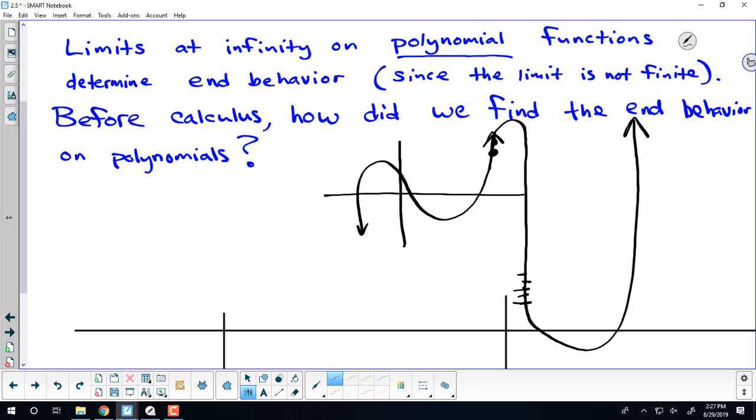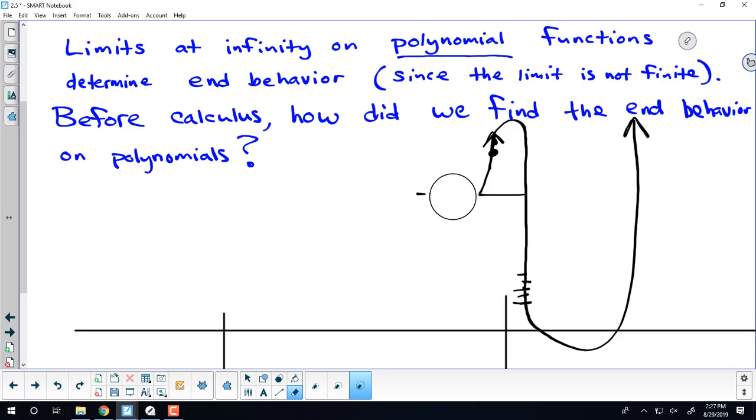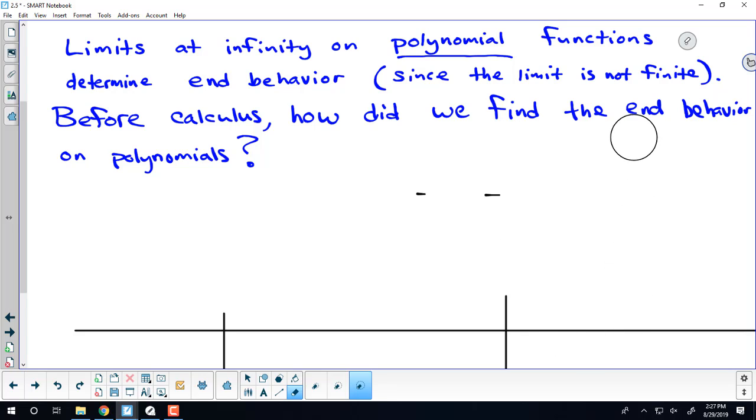Did someone over here want to add something? I thought I saw a hand. Okay, yeah. I was going to say the sign on the leading coefficient on x, and then the highest power on x, would determine your end behaviors. Yes. Whether it's doing this or this. Yeah, exactly.